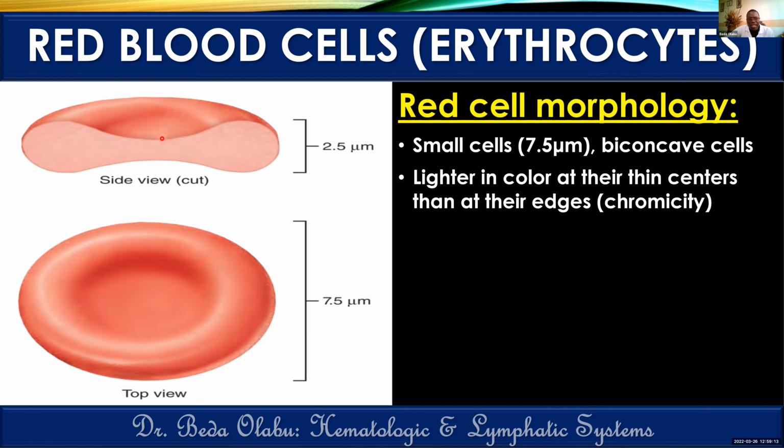Because the central parts are thin, the amount of hemoglobin that the central part contains will be less, definitely. And so usually the central part will appear lighter. On the other hand, the edges, which are thicker, will appear deeply staining. And that brings us to the concept of chromicity.